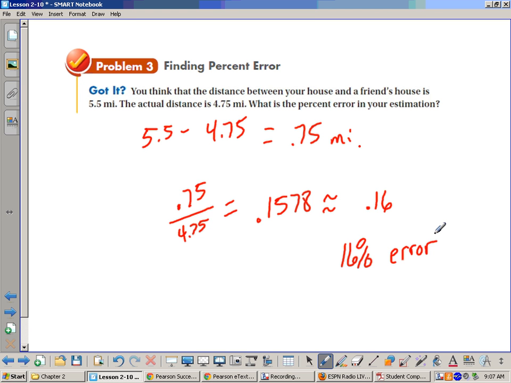So that's the last example we're going to do for Chapter 10. Answer the questions after the video and then come to class with any questions that you may have.